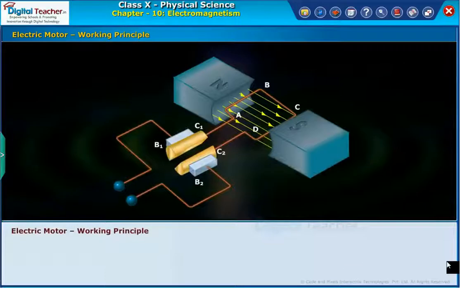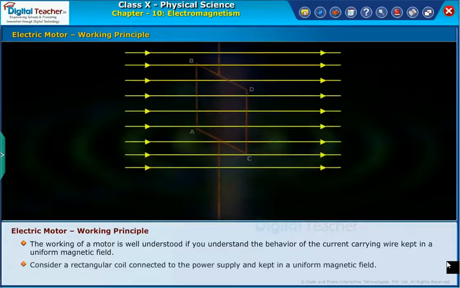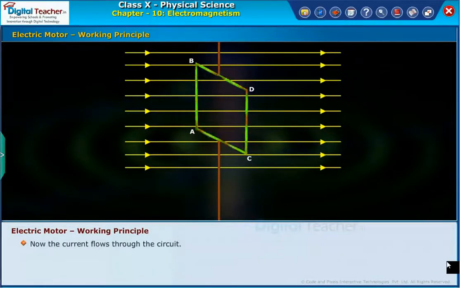Let us study about the working principle of electric motor. The working of a motor is well understood if you understand the behavior of the current carrying wire kept in a uniform magnetic field. Consider a rectangular coil connected to the power supply and kept in a uniform magnetic field. Switch on the supply. Now, the current flows through the circuit.